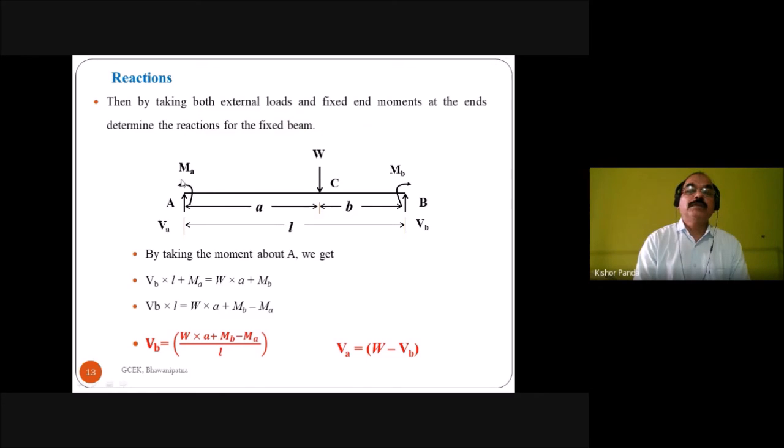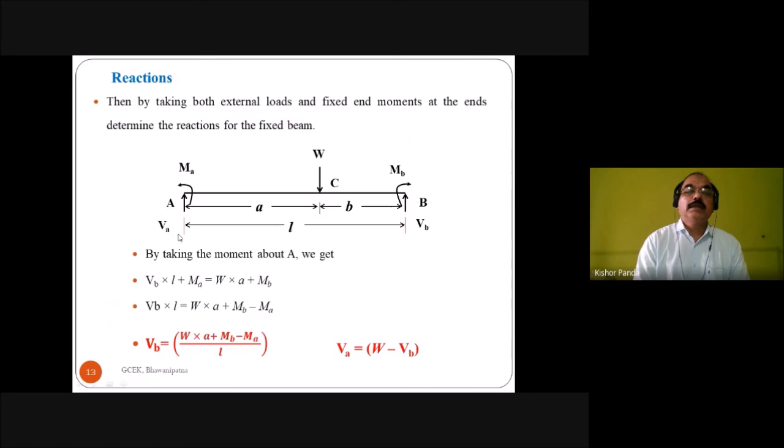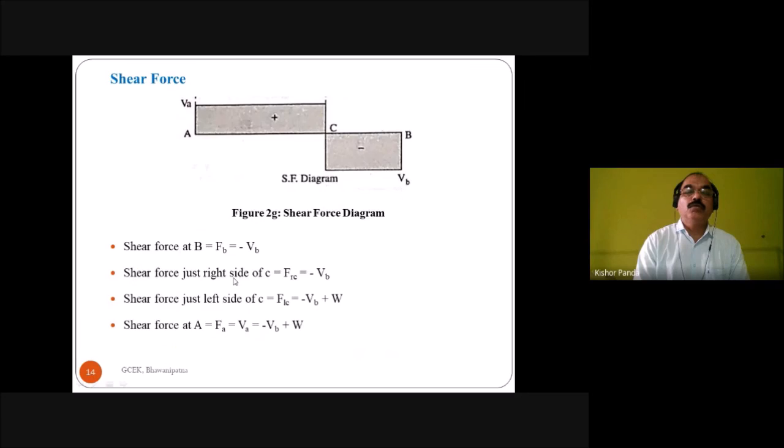Then what is the shear force at A? Here also there is no load between A and C, so this is also constant. So the shear force at A is equal to minus VB plus W, and this is equal to VA, the reaction here. VA is equal to FA is equal to minus VB plus W.